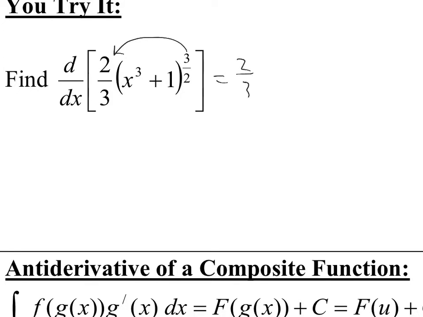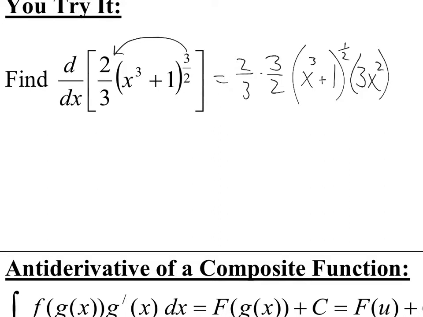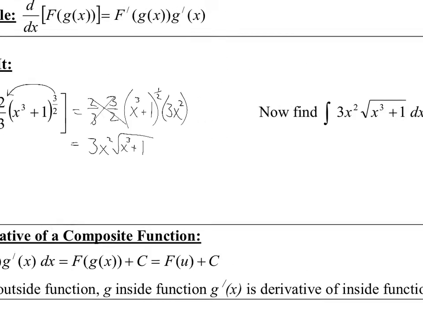So 2/3 times the 3/2, x cubed plus 1. You guys all know how to do this. And that would be to the 1/2 power because we subtract 1. And then I would multiply by a 3x squared. Okay? So that's 1, that's 1. This whole thing comes out to 3x squared radical x cubed plus 1. Okay? So that's all review. You know how to do that stuff.